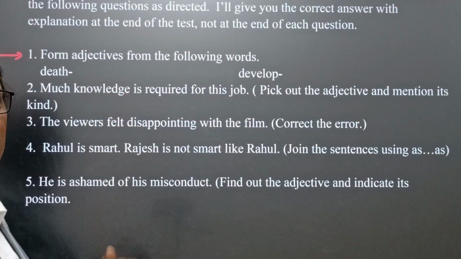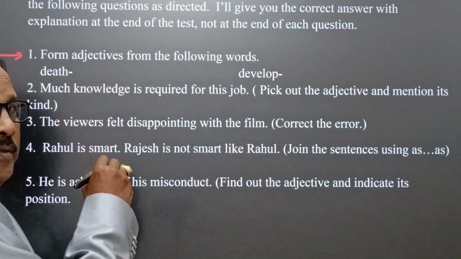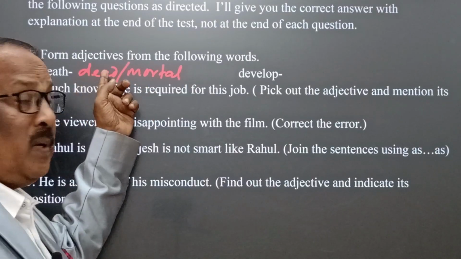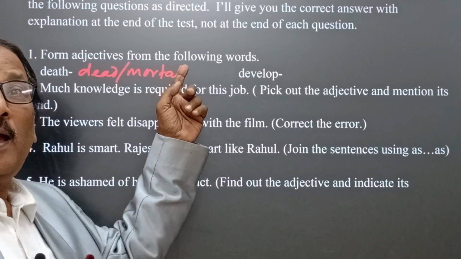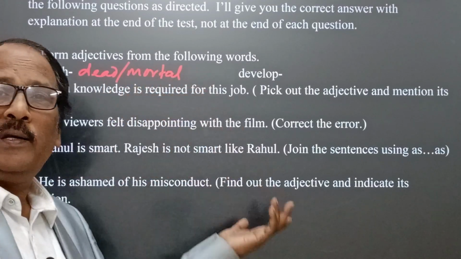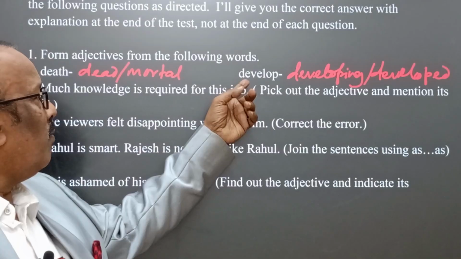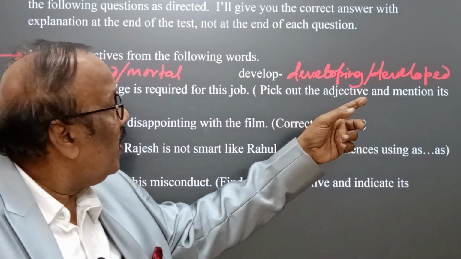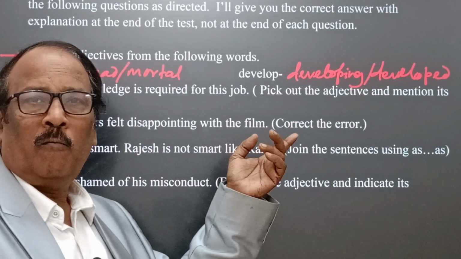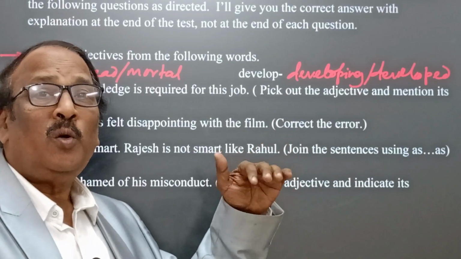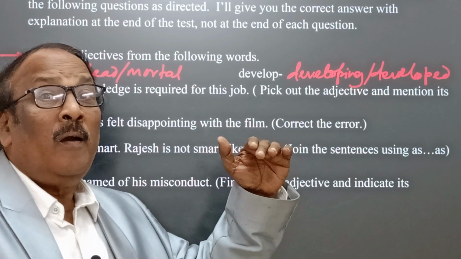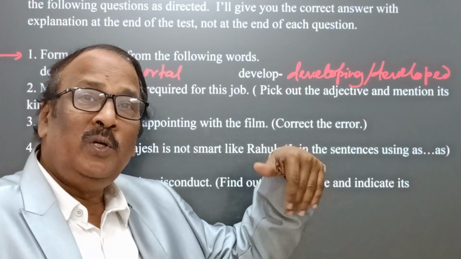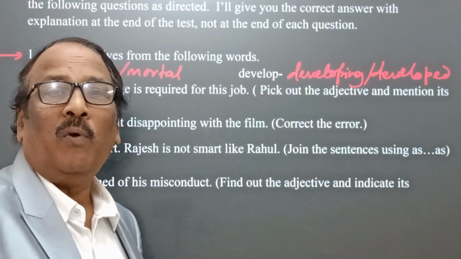Death. This is a noun. The adjective: dead. Another adjective: mortal. If we explain it, dead body, dead animal. Mortal world, mortal life. Develop here is a verb; developing adjective, developed adjective. Developing country means the country which is developing gradually. Developed country, the country which has already been developed.